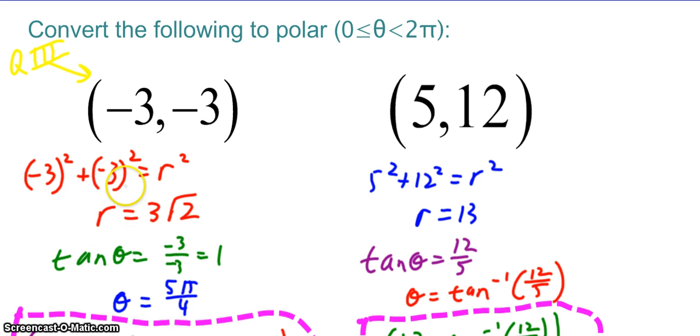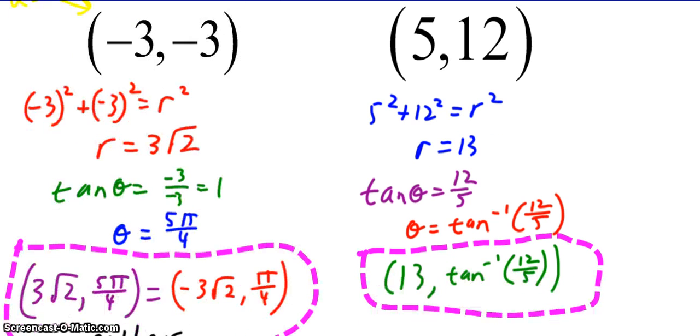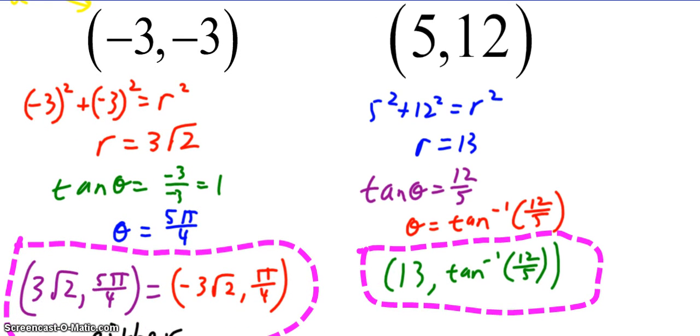Finding r, I can recognize that this would actually just be a 45, 45, 90 triangle, so it's going to be 3 root 2, or I can use the Pythagorean theorem. Either way, r comes out to be positive 3 root 2 for the first part.